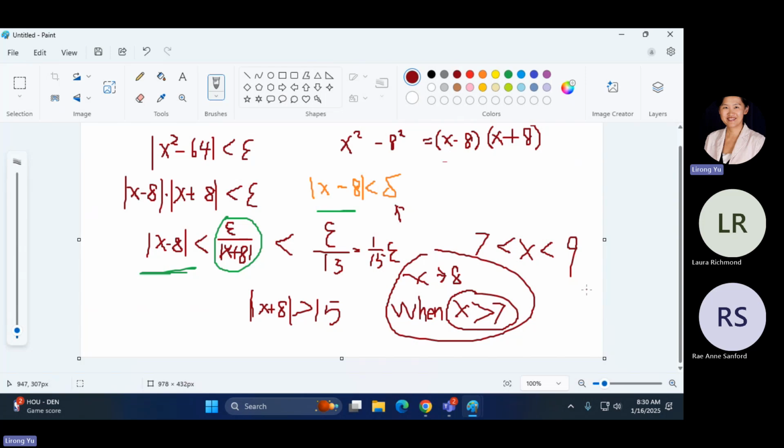Now, if x is between 7 and 9, then x plus 8 is between 15 and 17, and therefore 1 over x plus 8 is between 1 over 15 and 1 over 17. The 1 over 17 is actually the lower bound, and here we really are looking for the lower bound, so it should be the 17. That's a mistake on my part. This should be 1 over 17.